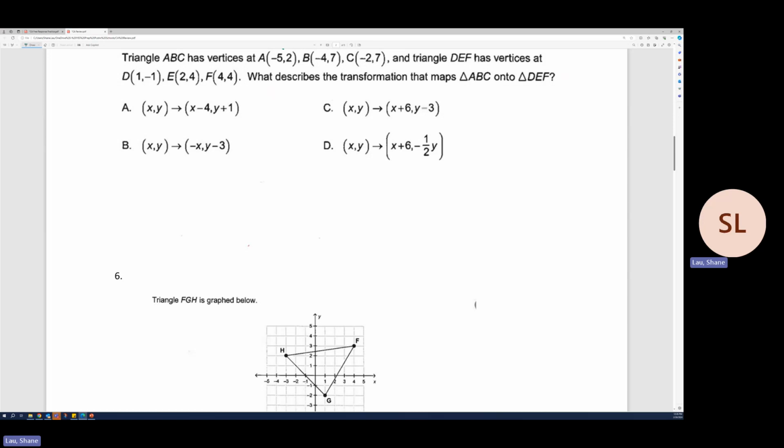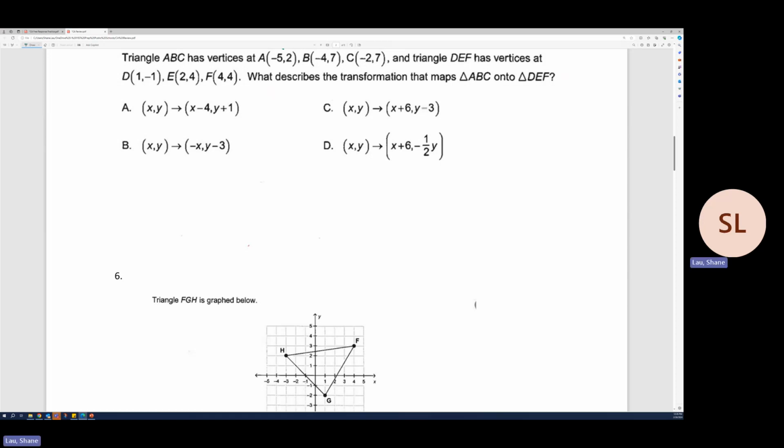Remember that there are certain ways that we write these letters, I should say, for the triangles. So if I say ABC and then DEF, that means that A corresponds with D, B to E, and C to F. Okay, that's how it does it. So you have to make sure that every single piece is correct here.